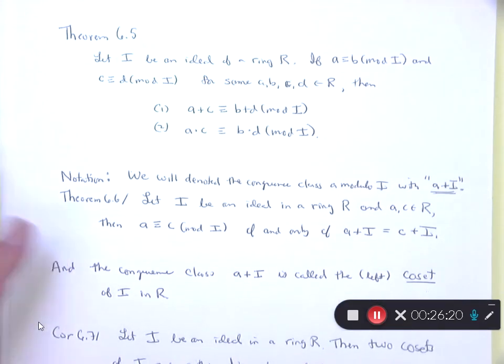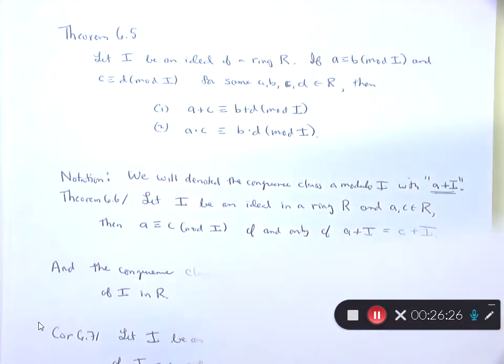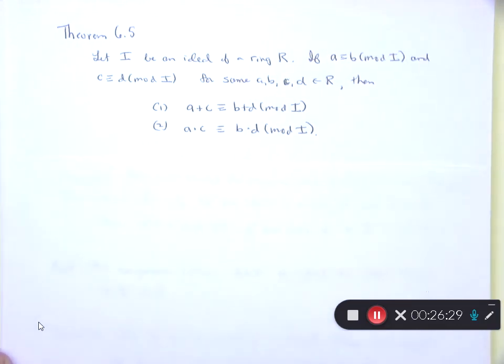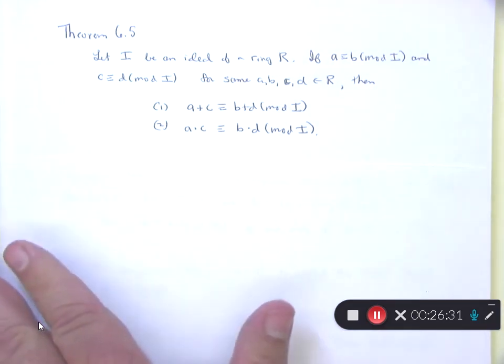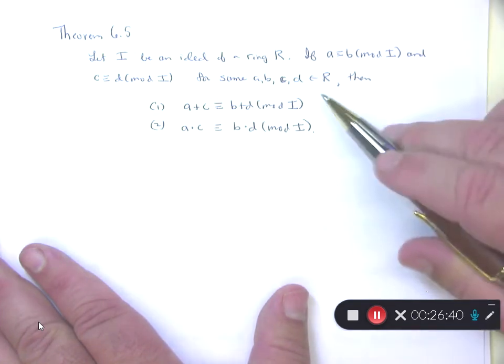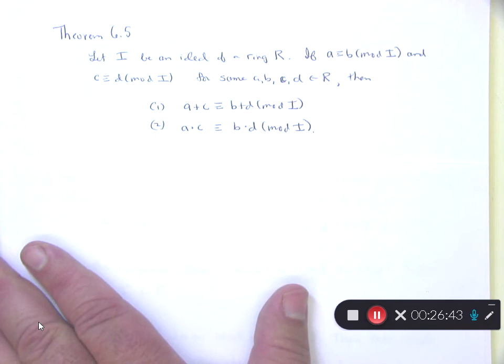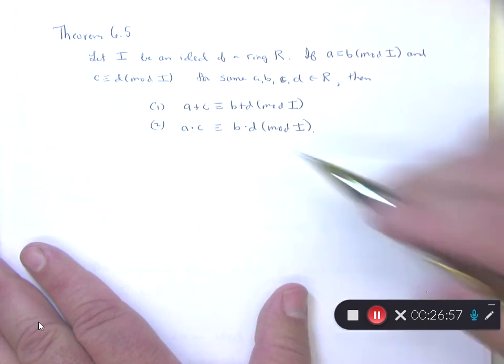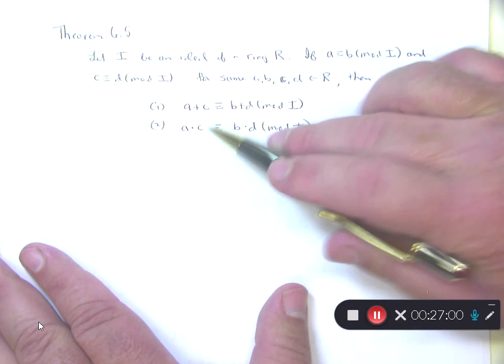So theorem 6.5 picks it up there and says this: let I be an ideal of a ring R. If a is congruent to b mod I and c is congruent to d mod I for some a, b, c, and d elements of R, then a plus c is congruent to b plus d mod I, and a times c is congruent to b times d mod I. What is this theorem telling us? Well, if you go back and look at what we've done before, it's a similar pattern. We're trying to define the idea that you can add these congruence classes and you can multiply these congruence classes.